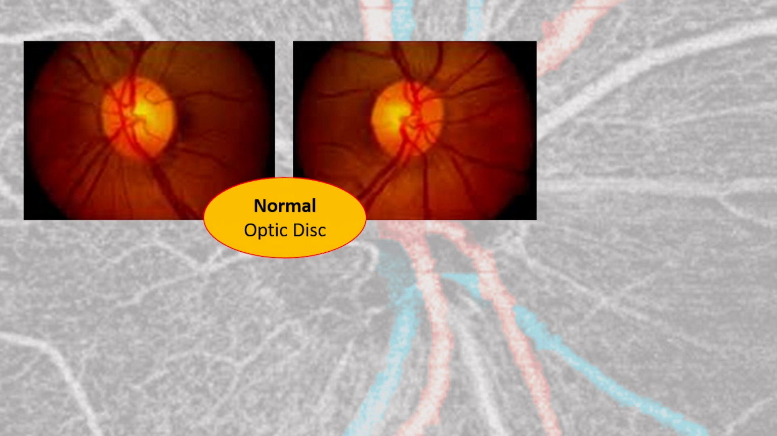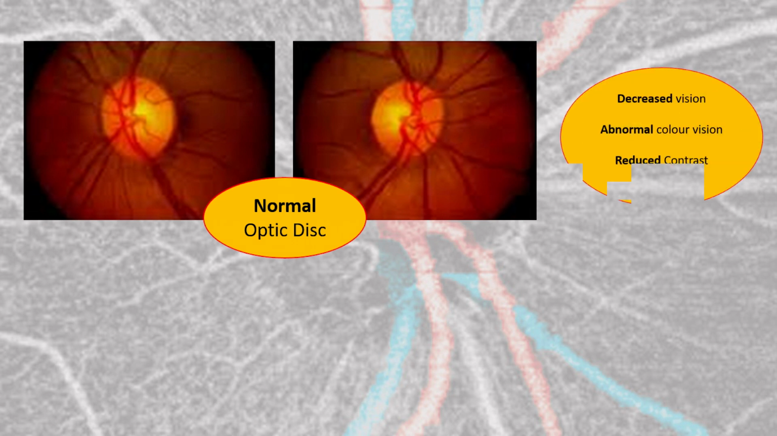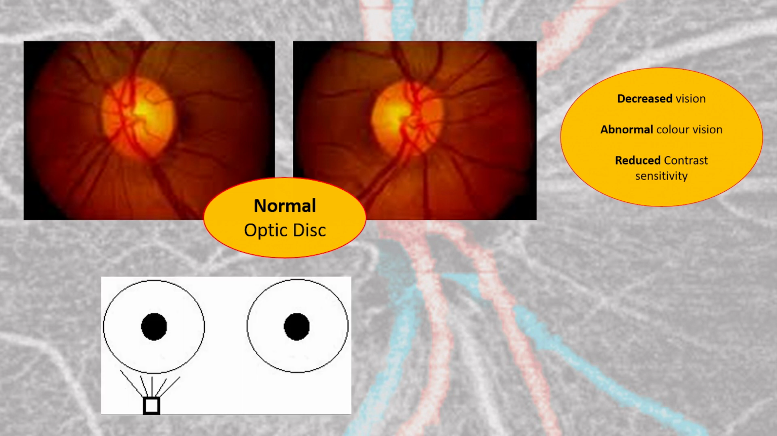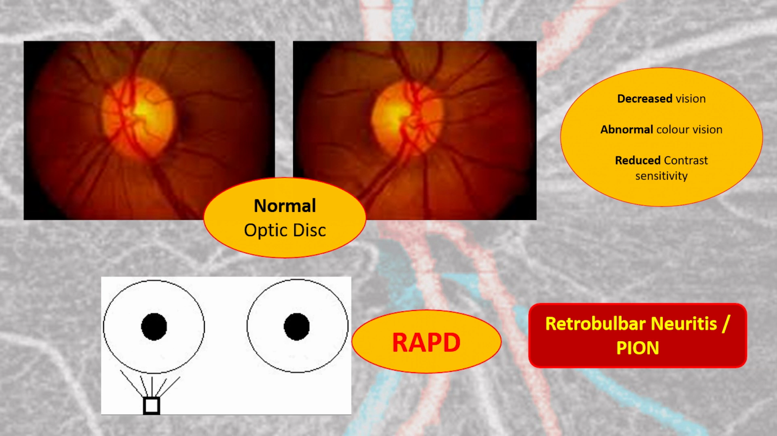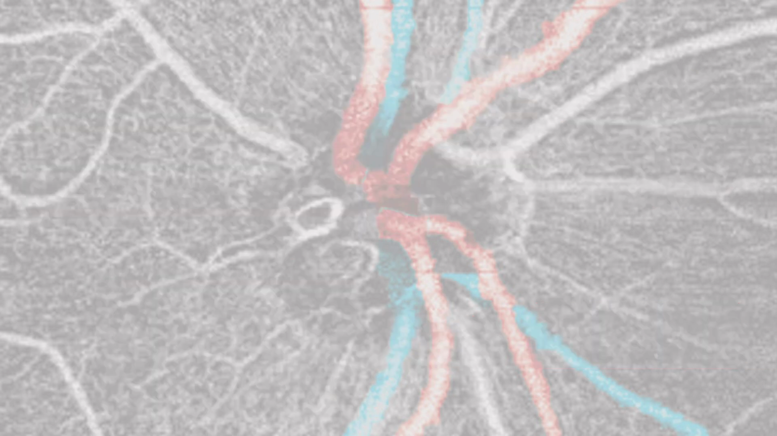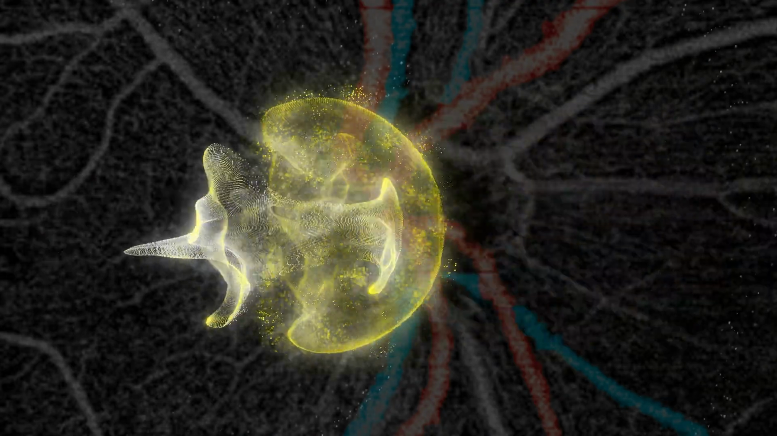A normal appearing disc can confuse us in a patient with decreased vision, abnormal color vision, or a reduced contrast sensitivity. Presence of RAPD in such a setting could give us a clue to either a retrobulbar neuritis or a posterior ischemic optic neuropathy, which can be missed otherwise. Let us now discuss disc edema.